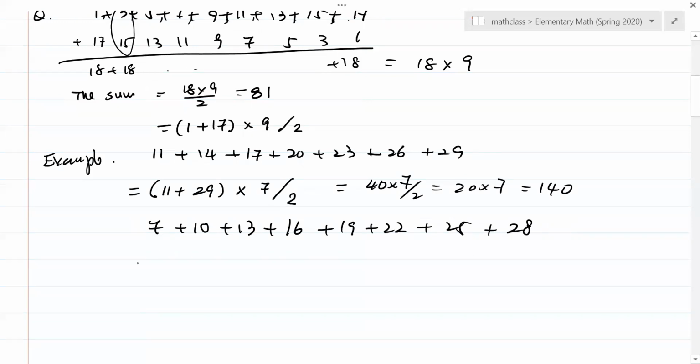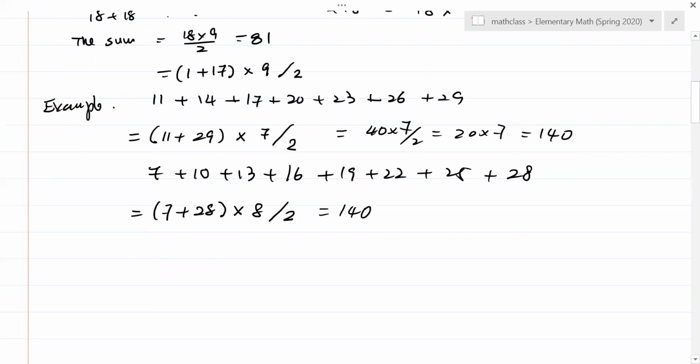Okay, so how do you do that? You can use the above formula, 7 plus 28, and then times the number of terms. 1, 2, 3, 4, 5, 6, 7, 8, right? You have 8 terms, and then divide by 2, okay? Then you use a calculator, if you don't want to calculate, that's fine. 7 plus 28 is 35, times 8, divided by 2, okay, 140. So 140 is the answer.